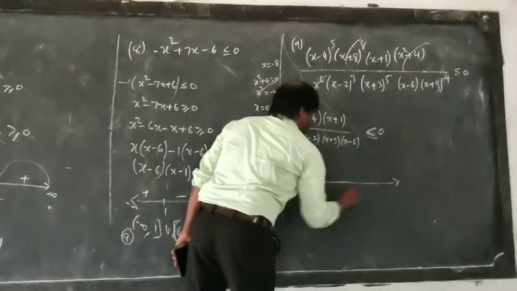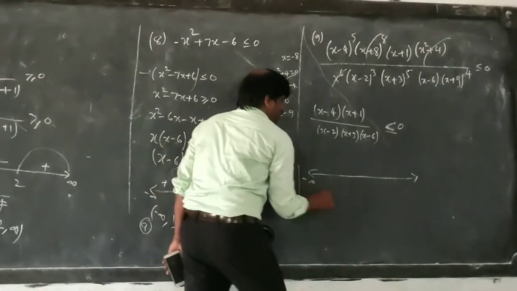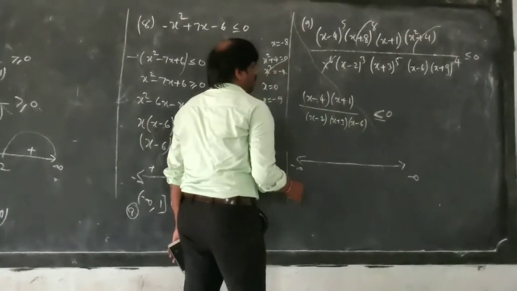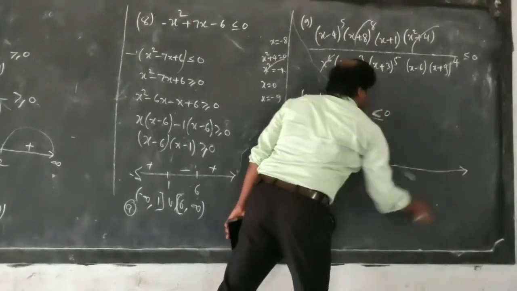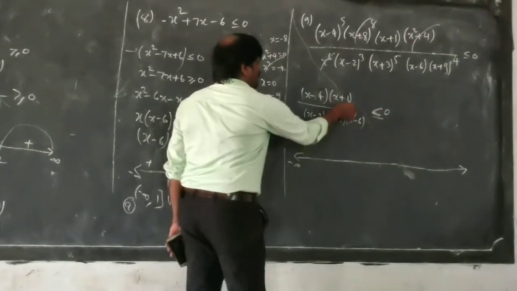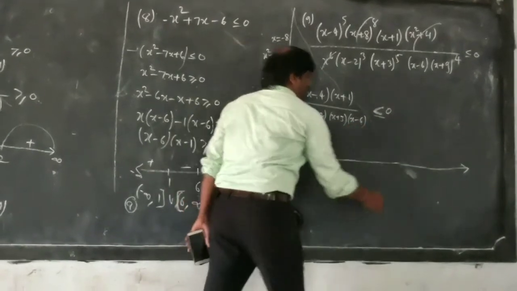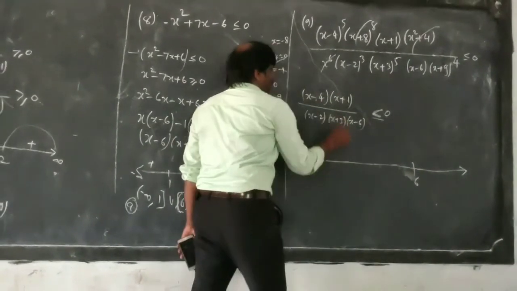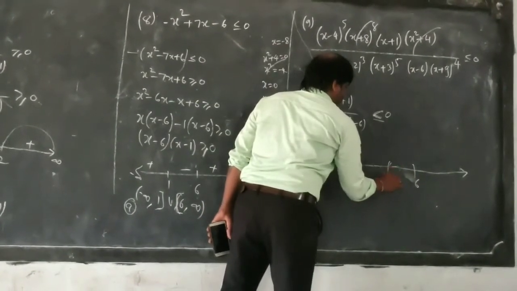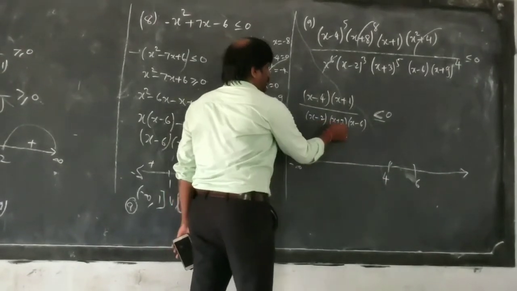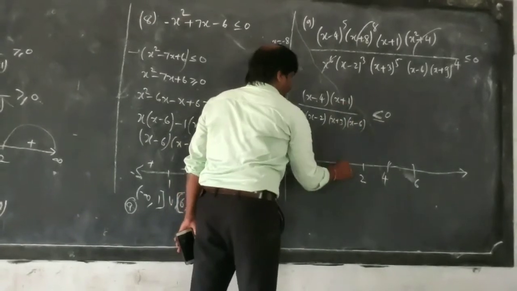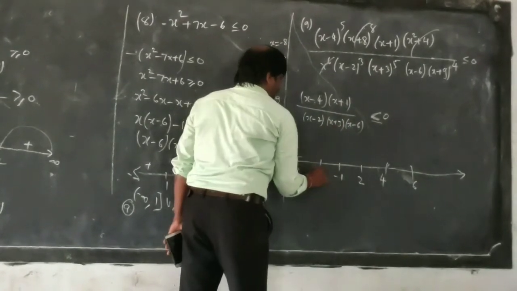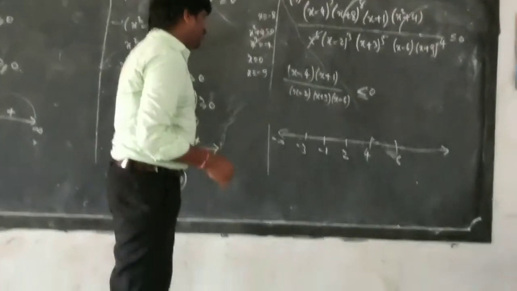So you can go to the number line, you keep here minus infinity and plus infinity. And what are the zeros you have here? Keep the zeros here on the number line. Zeros are minus 1, plus 4, plus 6. So plus 6 I am taking, plus 4 I am taking. And you have here plus 2, you have here minus 1, you have here minus 3. These are the zeros you have, 5 zeros.